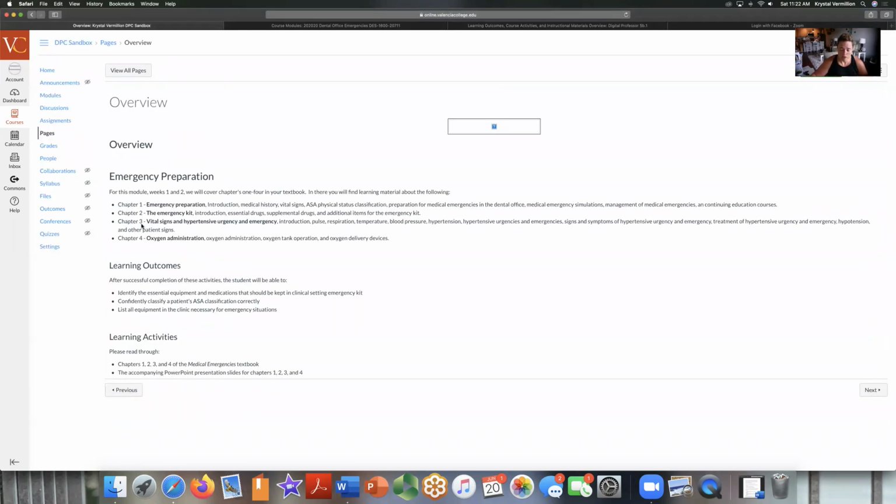After this overview, I listed the learning outcomes for that specific module, and they are: after successful completion of these activities, the student will be able to identify essential equipment and medications that should be kept in an emergency kit, confidently classify a patient's ASA classification correctly, and list all equipment in the clinic necessary for emergency situations.